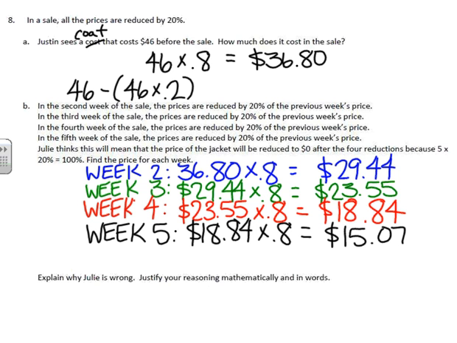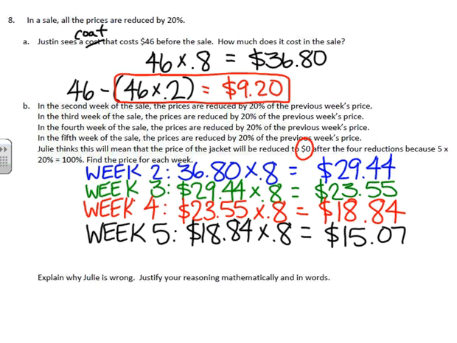For the last part, explain why Julie is wrong and justify your thinking. You could say something about how the price is actually $15.07, not $0. And the big reason is because you are calculating a percent off each week, not just subtracting $9.20 each week, which $9.20 would have been our discount for just the 46 multiplied by 20%. So you're not subtracting the same amount off each week, you are subtracting off the percent, which is going to change each week.